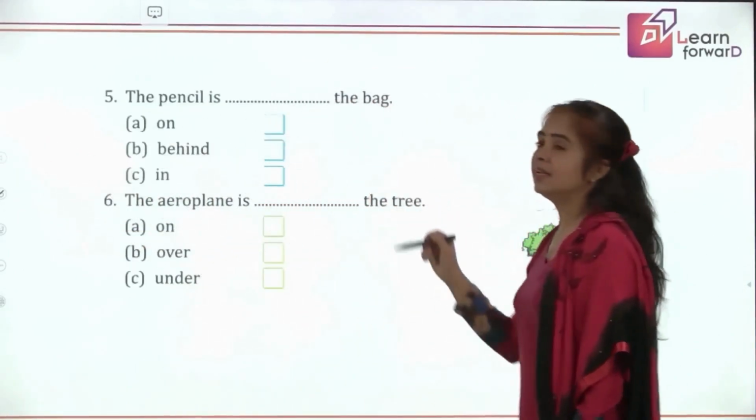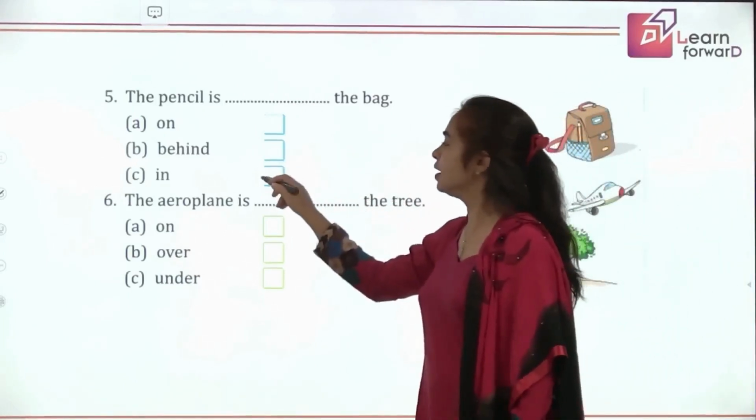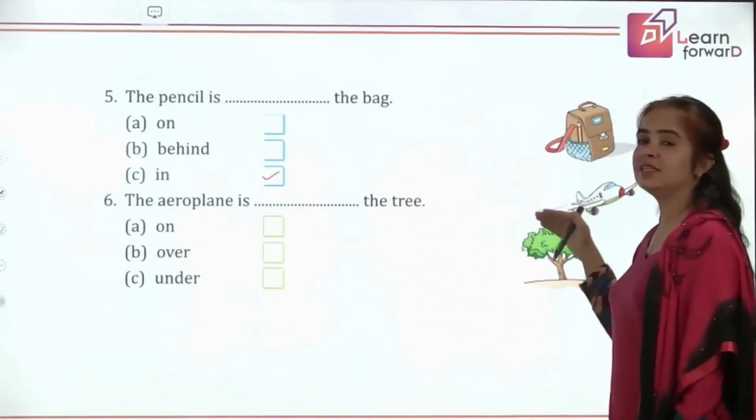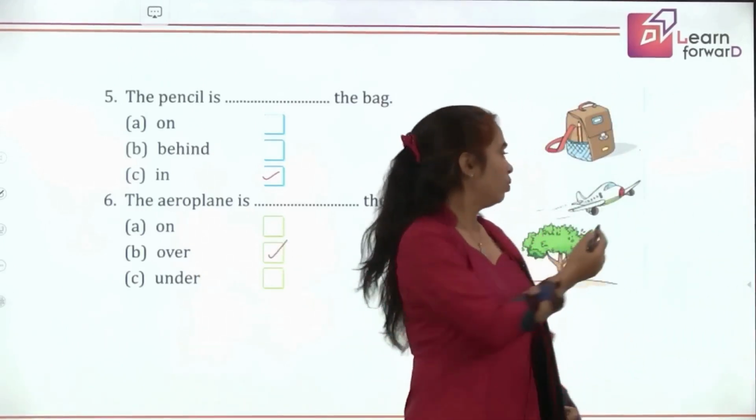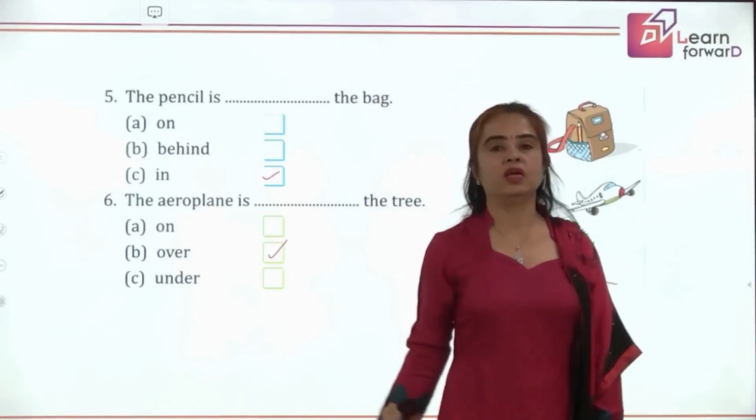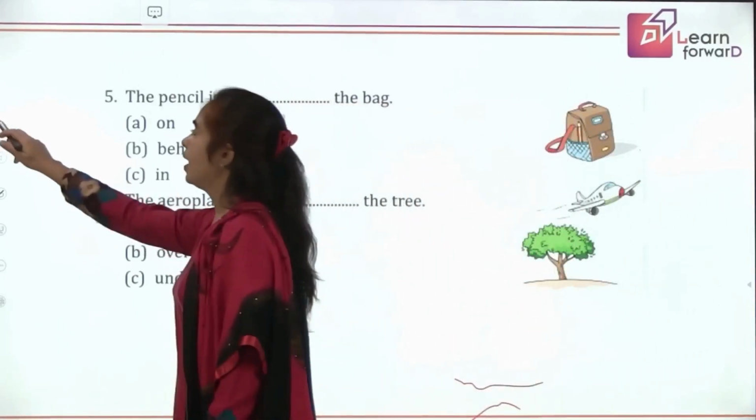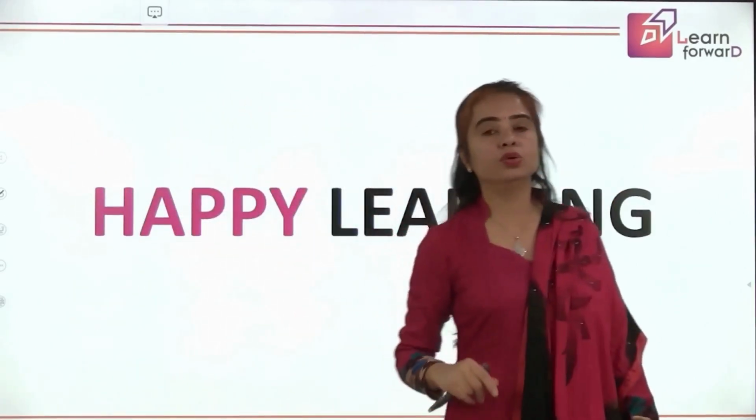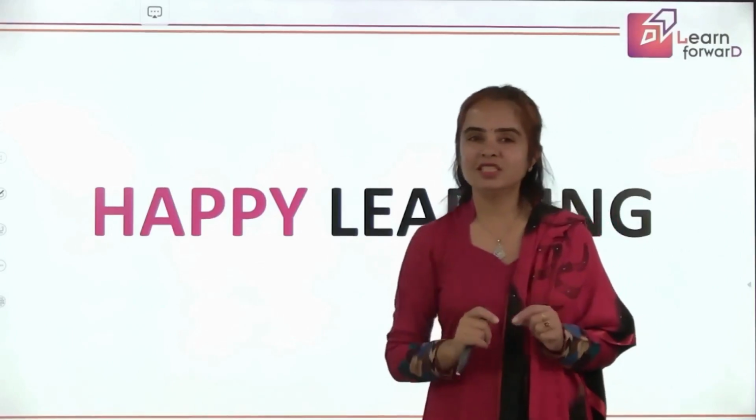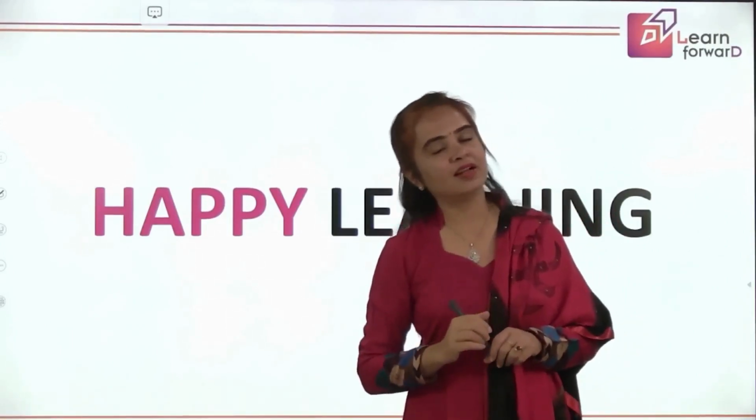The pencil is, where do you see the pencil? In the bag. Yes. And the aeroplane is over the tree. Can you see in the picture? The aeroplane is over the tree. So this is how we use preposition, by looking at the position of the nouns. So prepositions are the position words. They show you the location of nouns in the sentence.